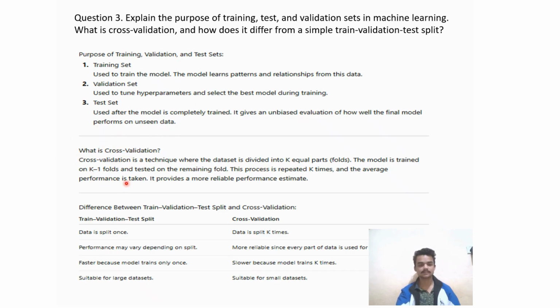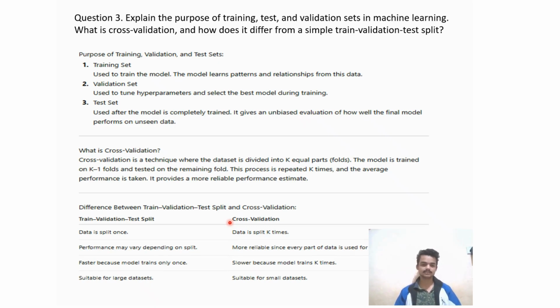What is cross validation? Cross validation is a technique where the data set is split into parts. Difference between train-validation and cross validation: in train-validation, data is split once, and in cross validation, data is split k times.